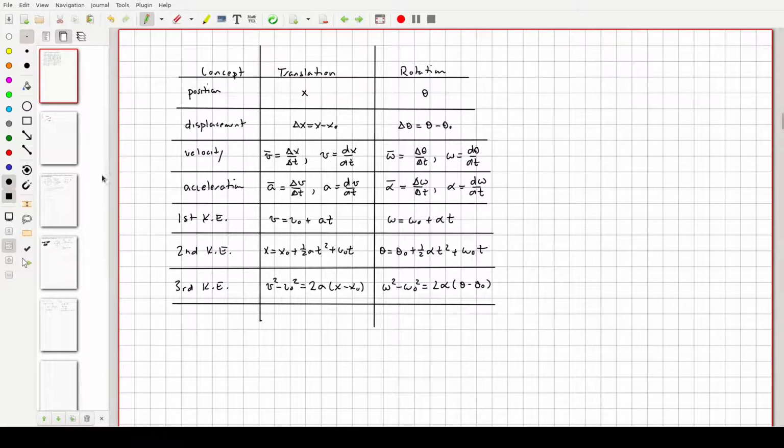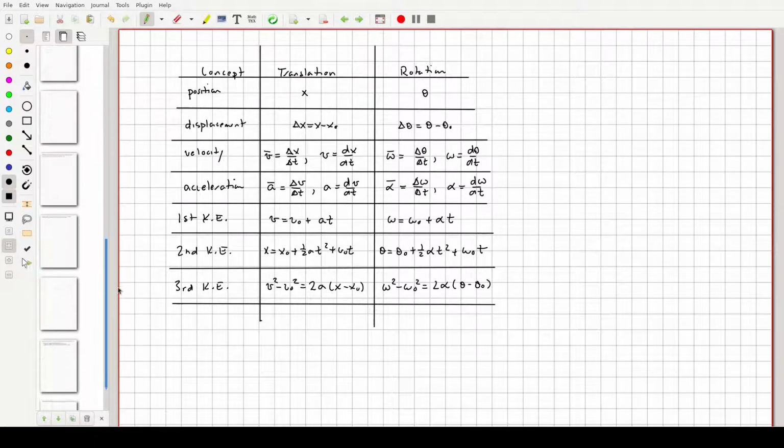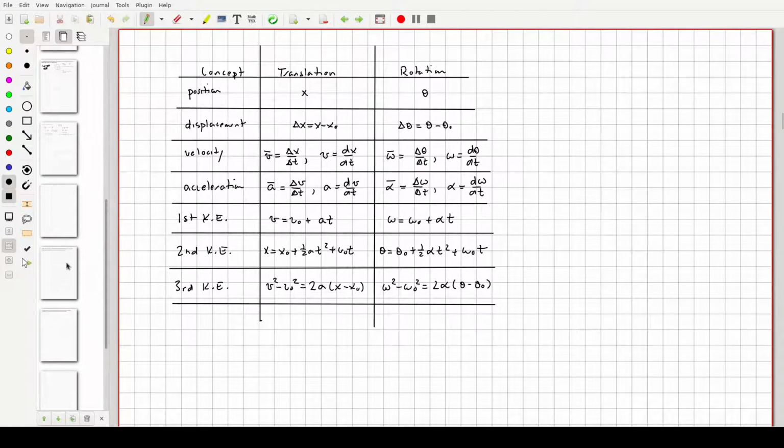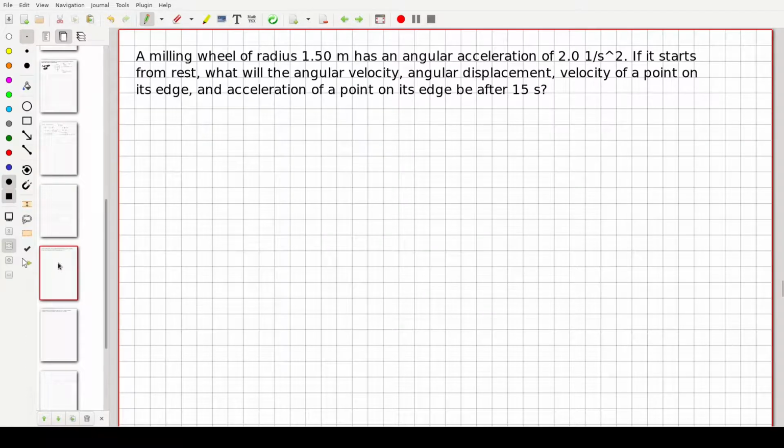Okay. So far, really, everything that we've seen is stuff that we've seen before. It's the same stuff. That said, why don't we work a few examples? A milling wheel has a radius of 1.5 meters, and it has an angular acceleration of 2 radians per second squared.